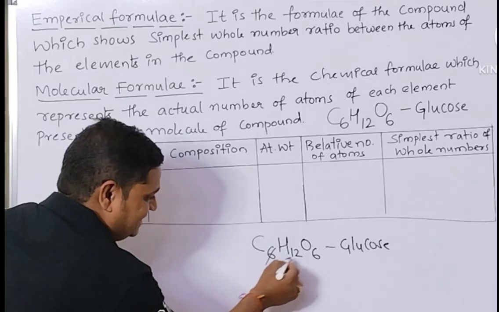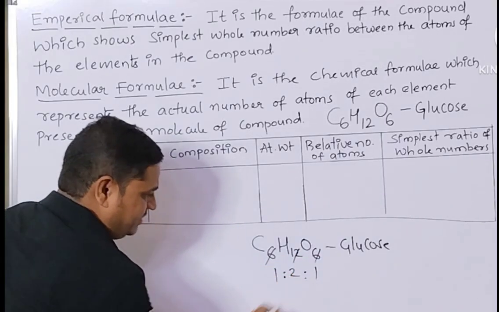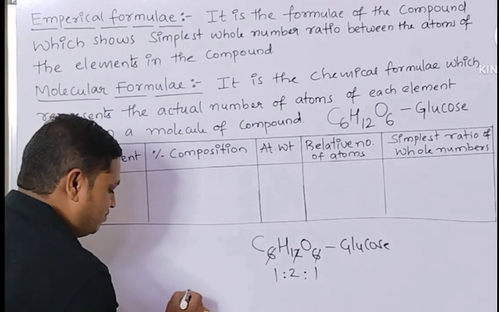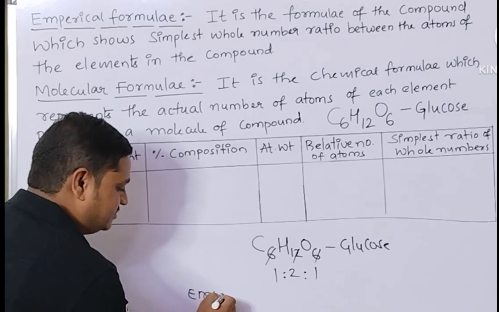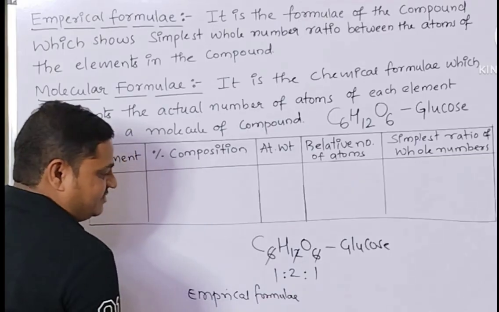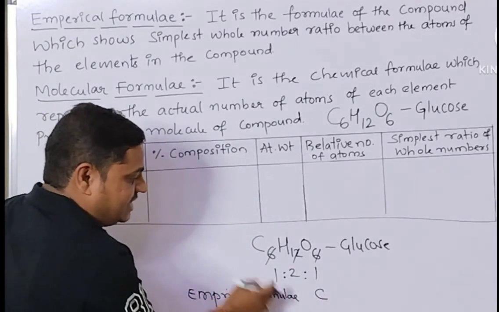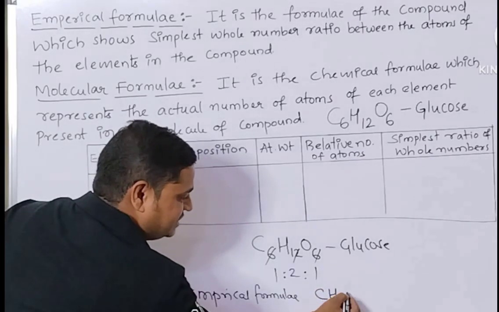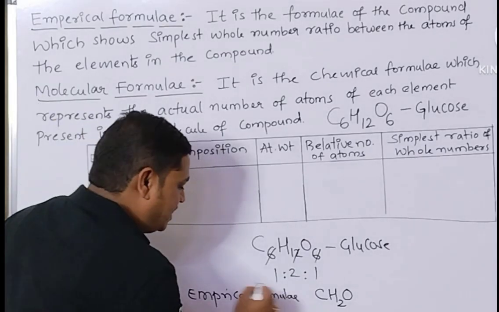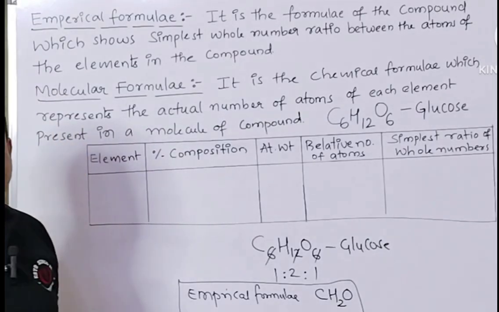If I take the ratio here, it comes out to be 1:2:1. So what can we write as the empirical formula? That is one carbon atom, two hydrogen atoms, and one oxygen atom. So this is the empirical formula for the glucose molecule.